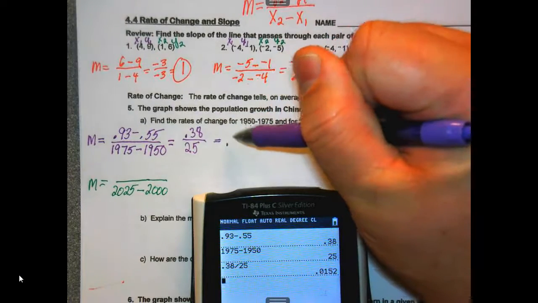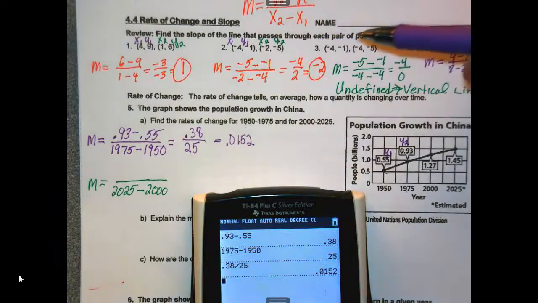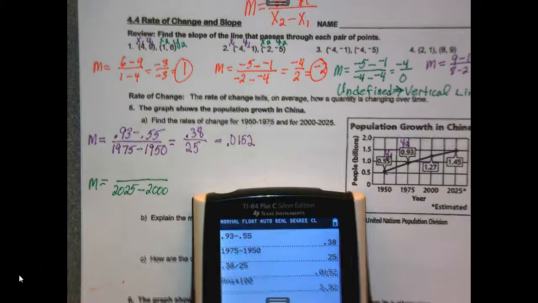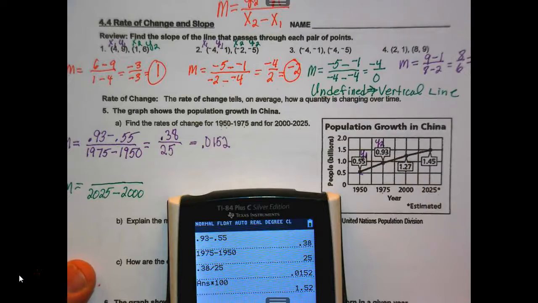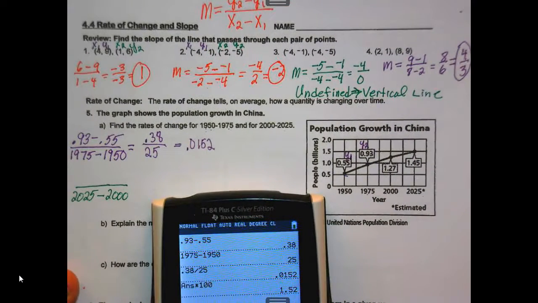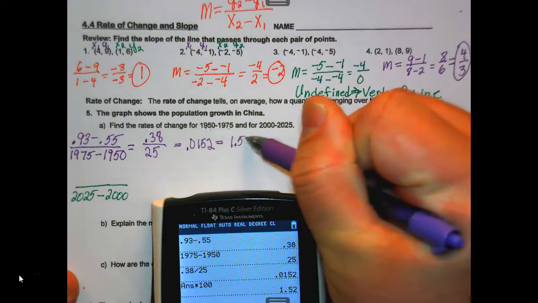Okay, my rate of change is 0.0152. If I wanted to put that in a percentage, because population growth is usually done by percentage, multiply it by 100, right? Move your decimal place over 2 times. 1.52%. Okay, so I have 1.52%.